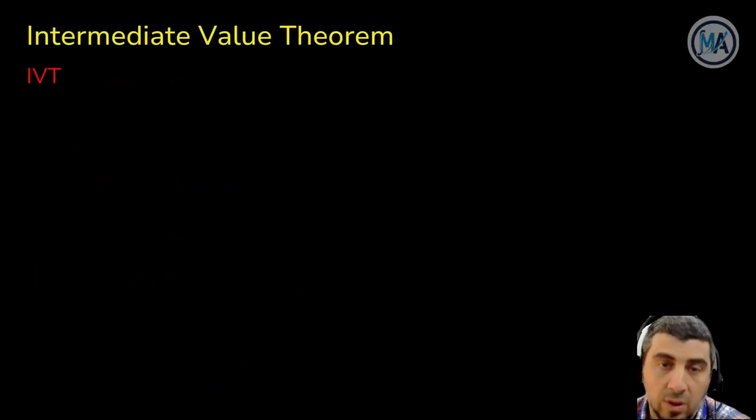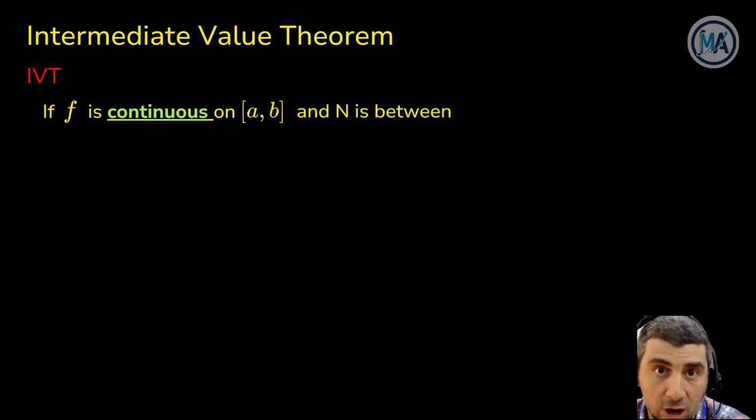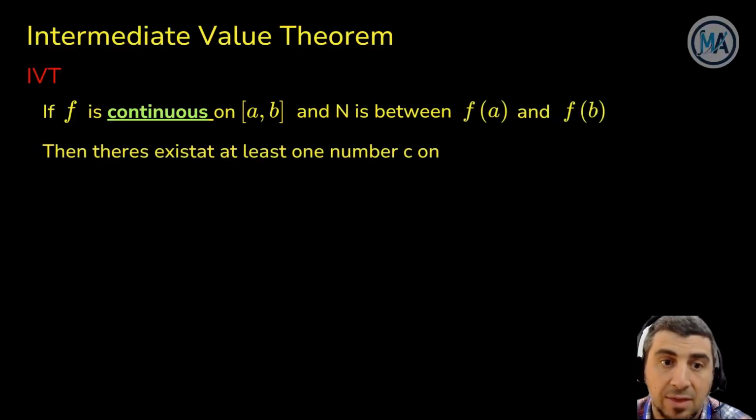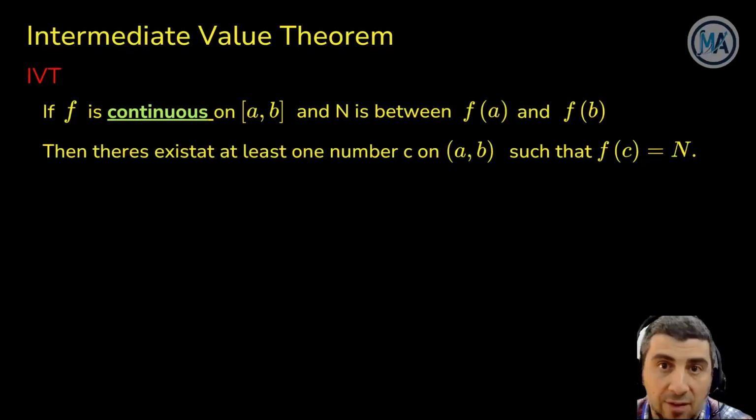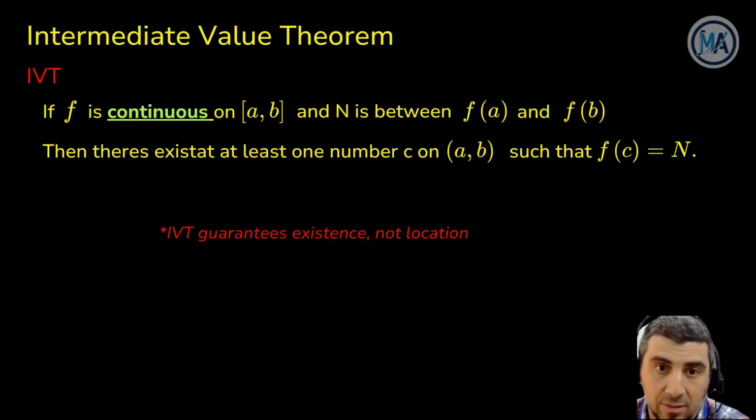You got to know the intermediate value theorem's conditions. This says that if f is continuous on the closed interval a to b and the constant n is between f of a and f of b, then there exists at least one number, we'll call it c, on the open interval a to b such that f of c equals that number. The intermediate value theorem is called an existence theorem. It tells you that a function value exists, but it doesn't tell you where it is.